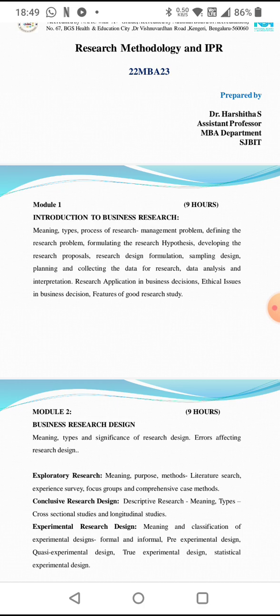And then also what exactly are the features of a good research study, what are the ethical issues which are there in the research, and research application in business decisions, because here they're trying to club both the research as well as ethical values or background of the business or any organization, just to make students aware of, or give them a sound knowledge about, the research when it is conducted with a business perspective.